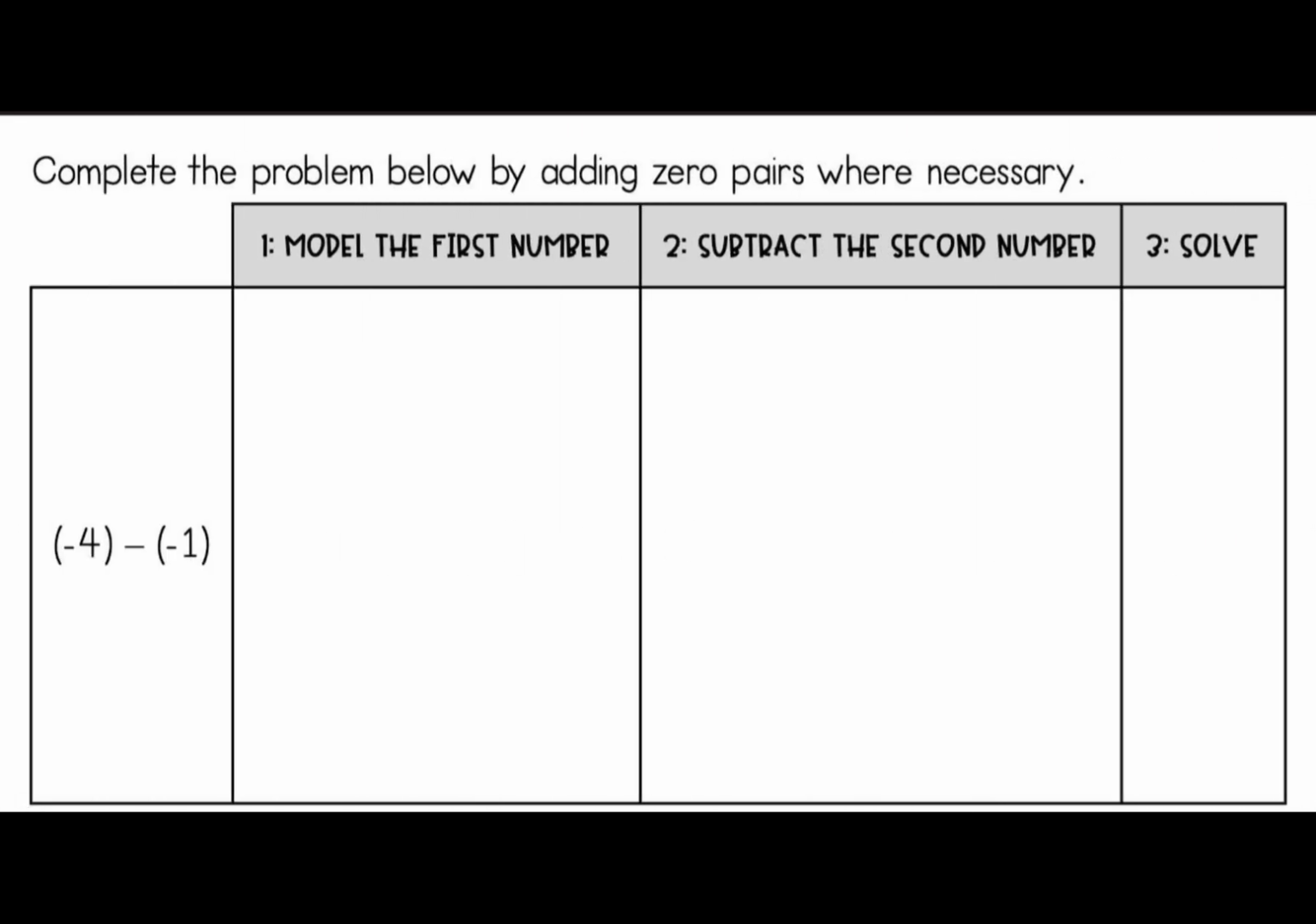All right, let's look at this one. So if you noticed, we have negatives and we're taking away negatives, which doesn't seem too difficult. We have, oops, that's not negative. We have 4 negatives, and we are taking those negatives and we are going to subtract 1 negative.